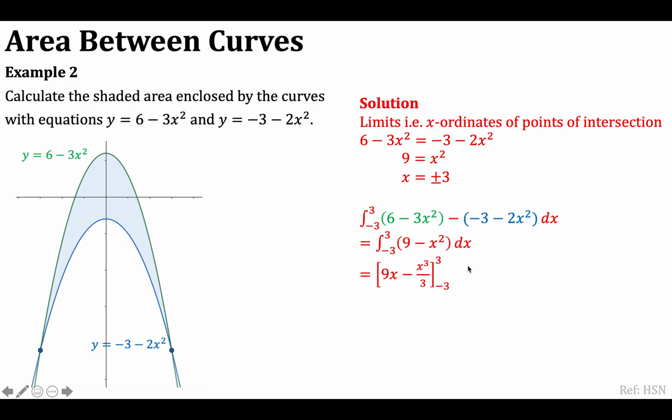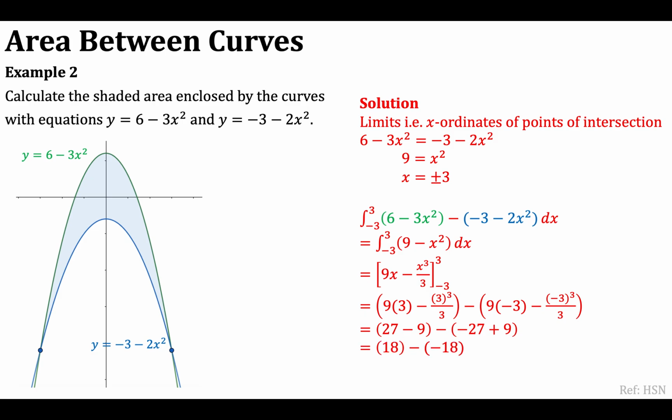So firstly substituting in my upper limit, which was positive 3, and then substituting in my lower limit, which was negative 3. So my first bracket, I'm going to get 27 minus 9. In my second bracket, negative 27 plus 9. That gives me 18 minus negative 18. And you can see that that will give me 36 square units.